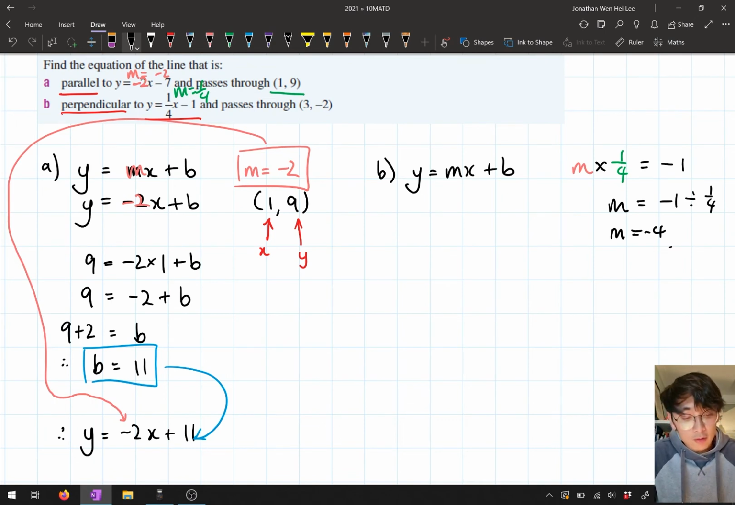You can also, to get rid of this fraction, just multiply both sides by 4 to get rid of that denominator. That's another way that you can do this.